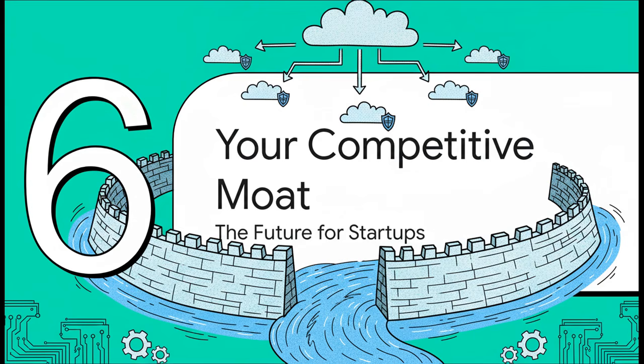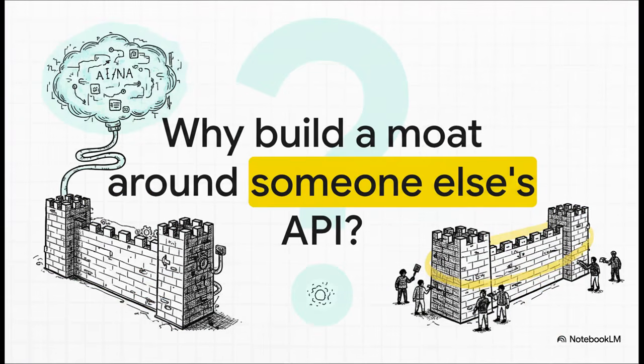So let's zoom out for a second and bring this all together, because this isn't just some clever technical trick. This is a fundamental business strategy. This is about building a real, defensible, competitive advantage, a moat. I really want you to ask yourself this question. If your entire product's magic is just a thin wrapper around somebody else's API, what is stopping a competitor from doing the exact same thing tomorrow? What is your actual proprietary value?